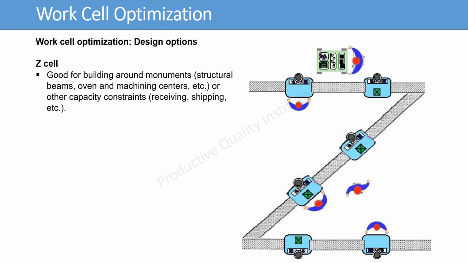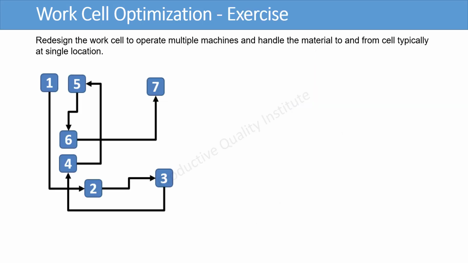Z-cell is another design option of work cell optimization, good for building around monuments, structural beams, ovens and machining centers, etc., or other capacity constraints, receiving, shipping, etc. Still allows operators to manage more than one machine or operation. Redesign work cell to operate multiple machines and handle the material to and from the cell typically at a single location.